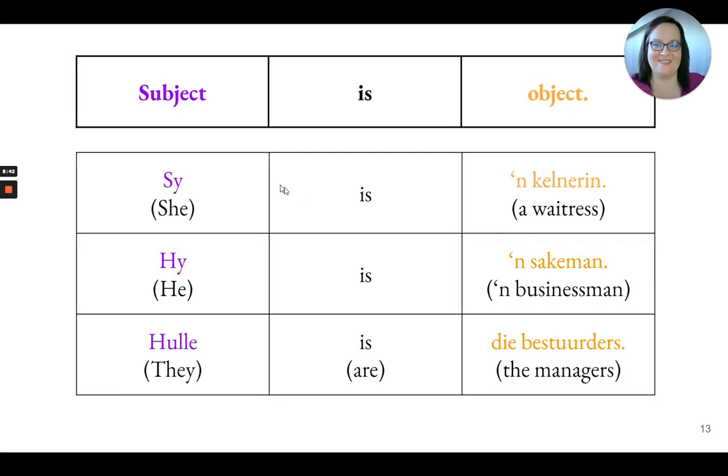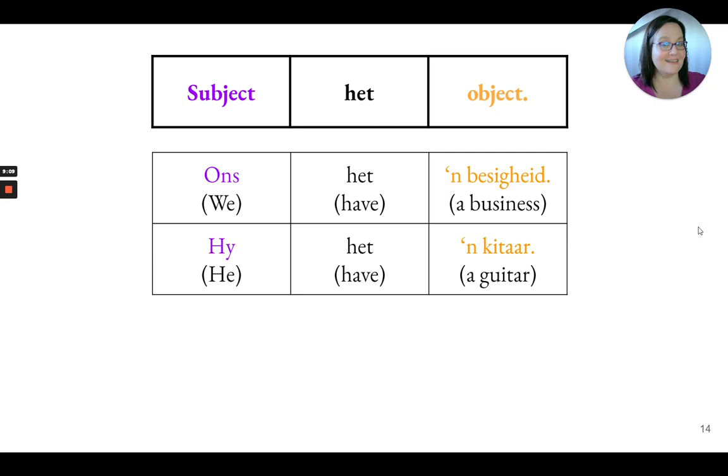Let's look at is. Subject is an object. Sy is 'n kelnerin. Hy is 'n sakeman. Hulle is die bestuurders. So they are all these things. She is, he is, they are. You can see this is only is in Afrikaans. There's no are or am or were in Afrikaans. Is it easy? I hope it is.